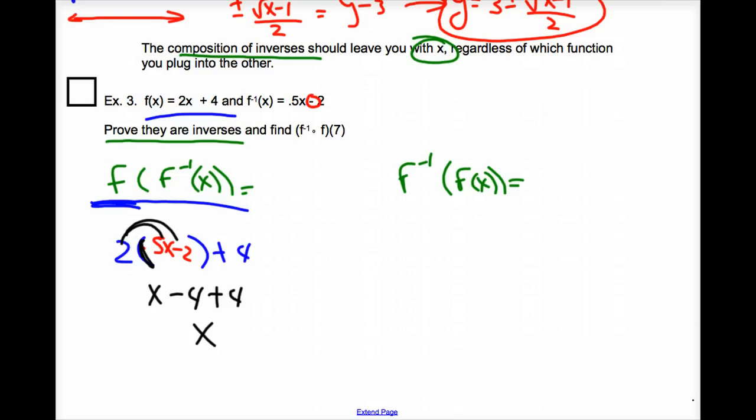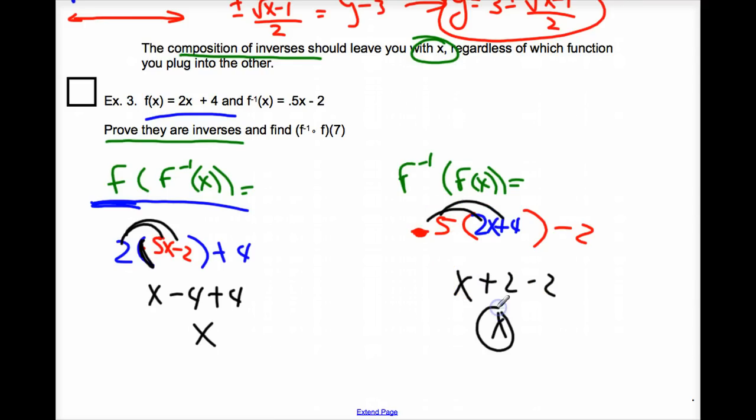Now over here, we're going to take the inverse, write that down. So 0.5 parentheses minus 2, take out the x, and then plug in 2x plus 4. Distributive, get x, distributive, get 2 minus 2, you get x there too. So you see how it works, you get x both ways.